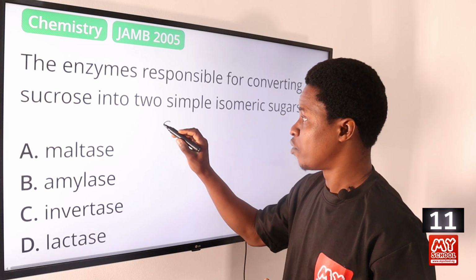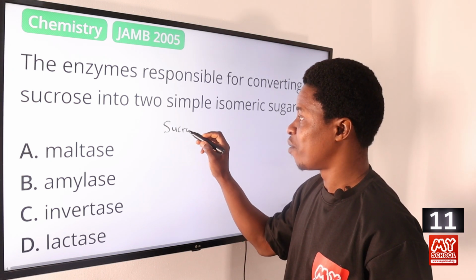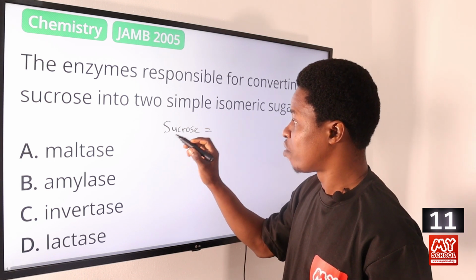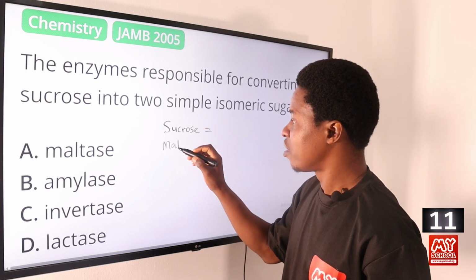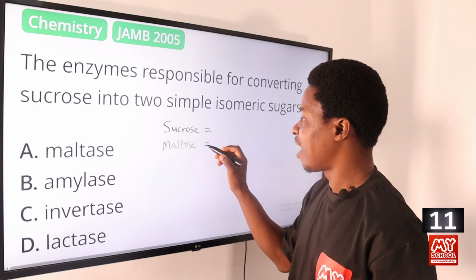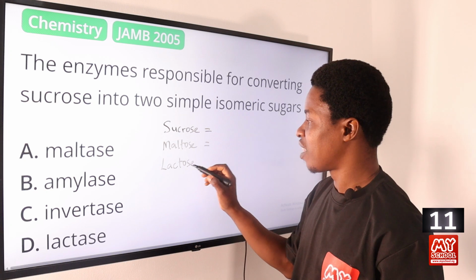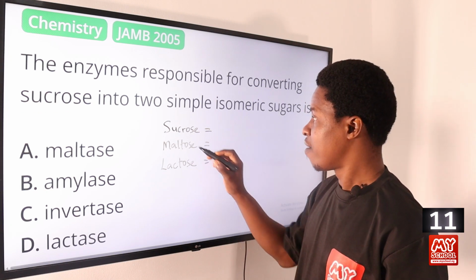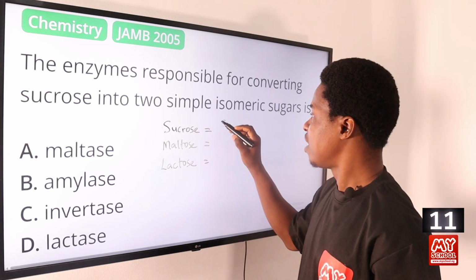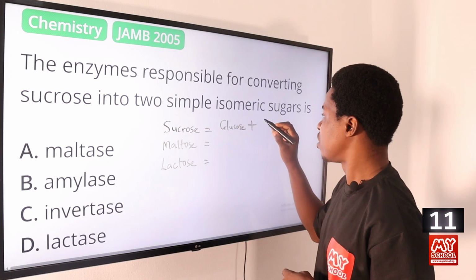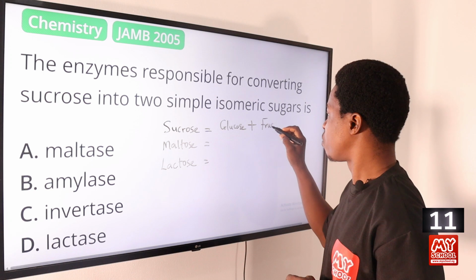Let me take our time to say it, because you could have a question that will not require sucrose. We have sucrose, we have maltose, another disaccharide, and the third one that is very common is lactose, which is your milk sugar. Sucrose is usually made up of 1 molecule of glucose reacting with 1 molecule of fructose.